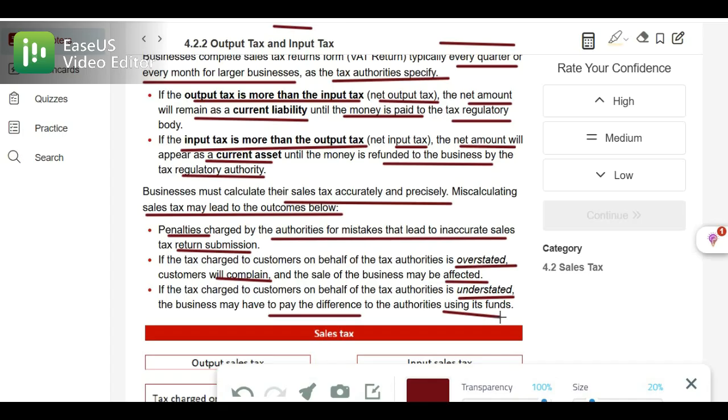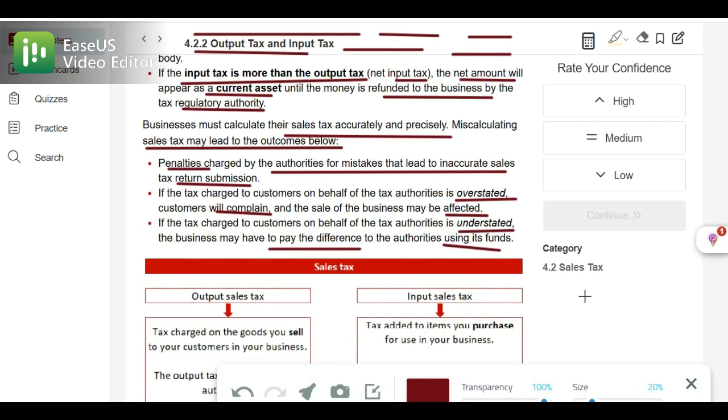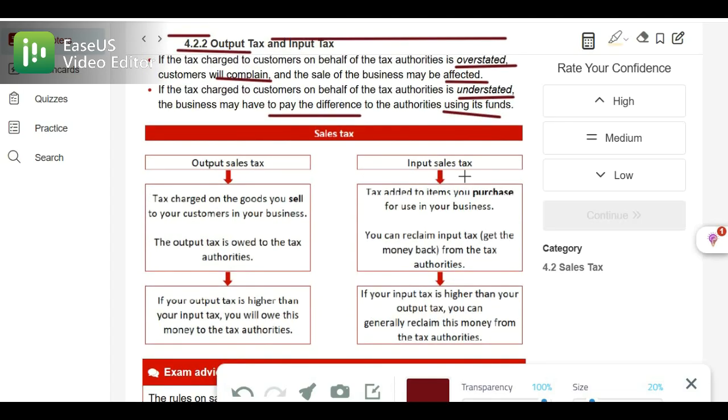Tax charged on the goods you sell to your customer is called output sales tax. Tax added to the items you purchase is your input tax. The output tax is owed to the tax authority, and this one, the input tax, you can reclaim, get money back. Reclaiming input tax means you're getting back the money from the tax authority.